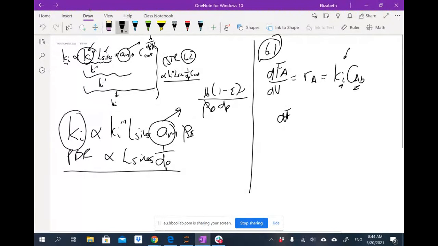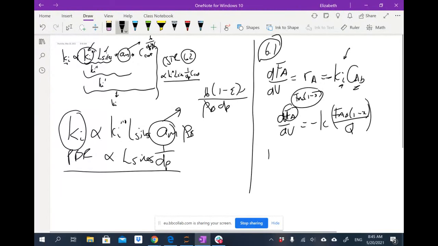So if you have dF_A/dV, let's say I can write this, right, there's a negative missing, minus k, and this is F_A0 (1 minus X) divided by Q. Because this is now my concentration at any point. So it's F_A divided by Q. And I can write this also as F_A0 (1 minus X). And if I do my product rule, I end up proving that I've got F_A0 dX/dV is equal to minus k F_A0 (1 minus X) over Q. Right, and what is convenient is the F_A0s will cancel out here.